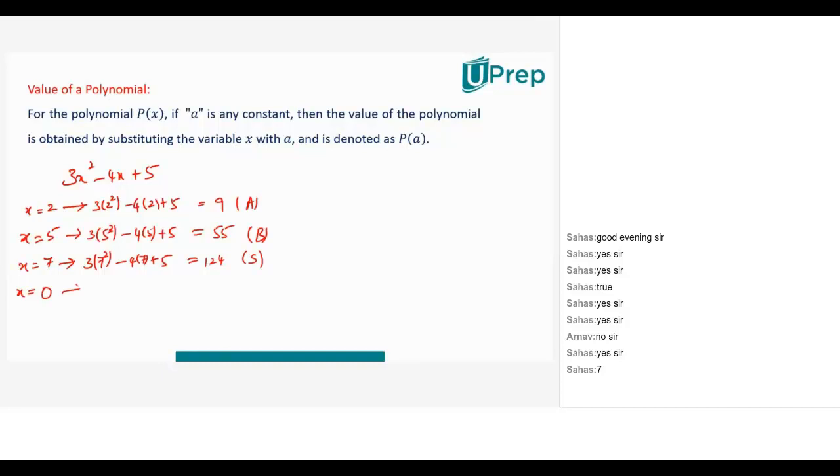Yeah, Sahas is trying to talk. 3 into 0 square. For me, it is going to be the simplest value, 5. Now look at this. Same polynomial, is it not giving me different outcomes? Each of these outcomes, I'll say, is the polynomial's value at 2, the polynomial's value at 5, the polynomial's value at 7. Yes, I was trying to say something.